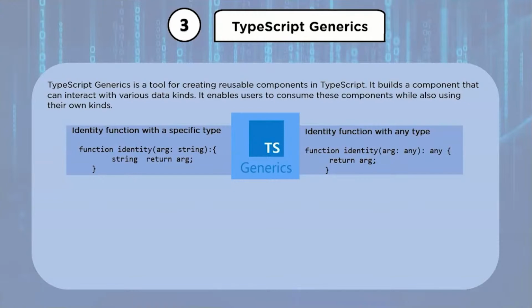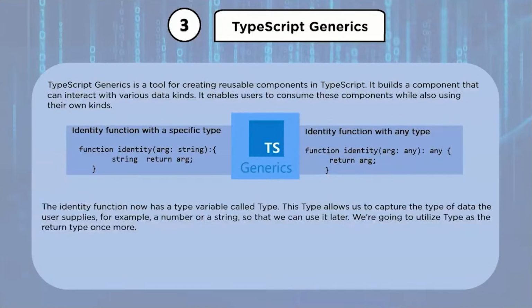We will utilize a type variable here, which is a form of variable that deals with types rather than values. The identity function now has a type variable called type. This type allows you to capture the type of data the user supplies, for example, a number or a string, so that you can use it later. You are going to utilize type as the return type once more.